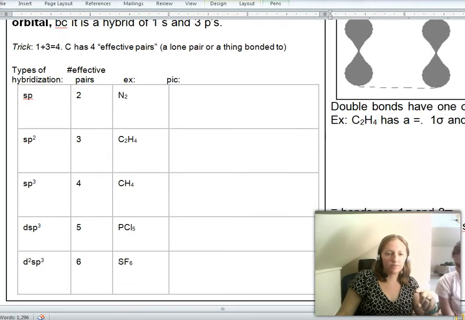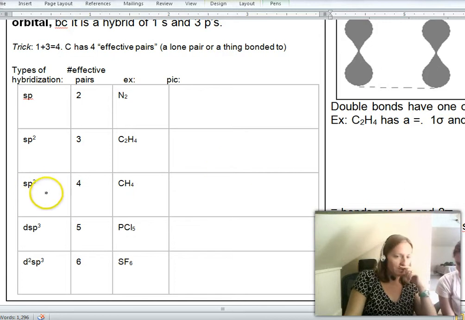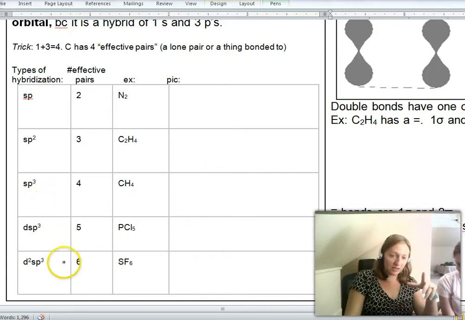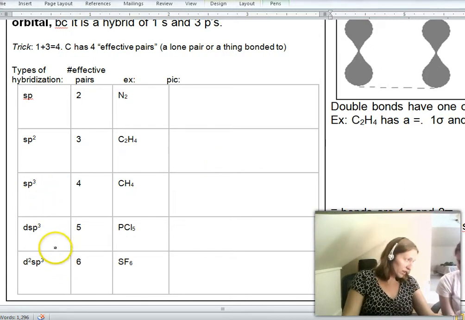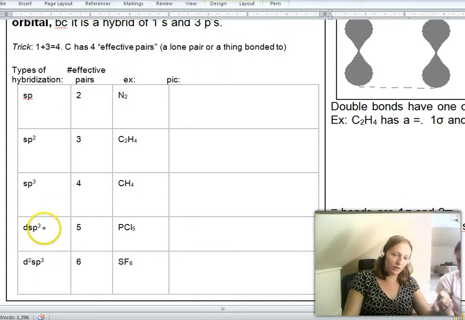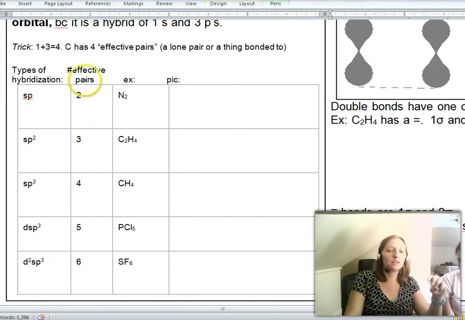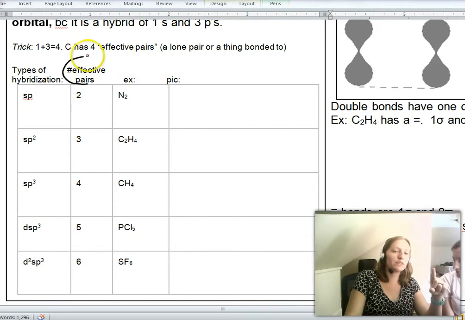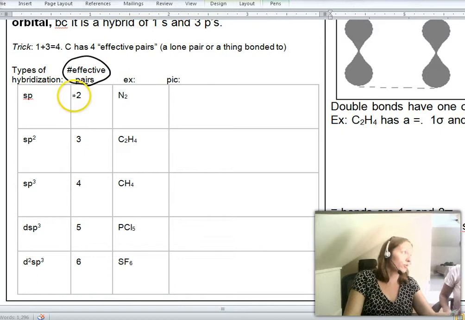And also, if you get really fancy and you need to bond to five or six things, you start throwing D orbitals in there, which is pretty cool. If you need to bond to five things, you have a mixture of a single D, an S, and three P's, or if you bond to six, you have two D's, an S, and three P's. And that's actually the number of effective pairs instead of atoms that you're bonding with, so that includes lone pairs.